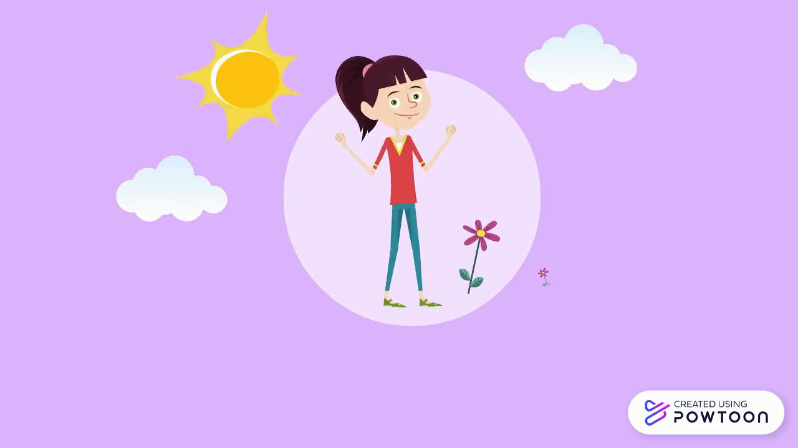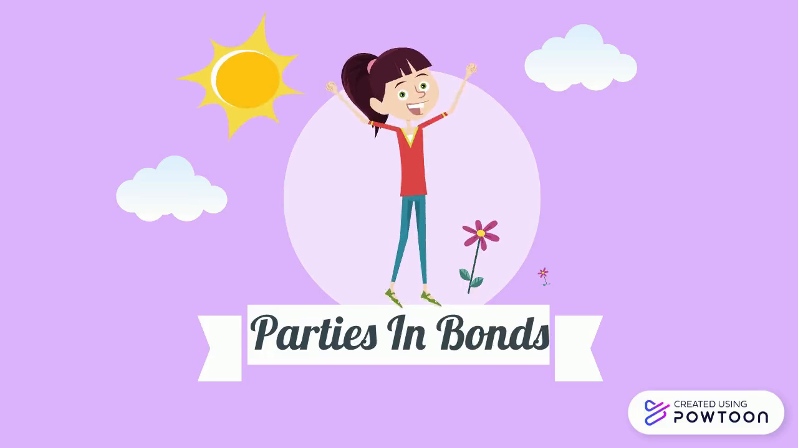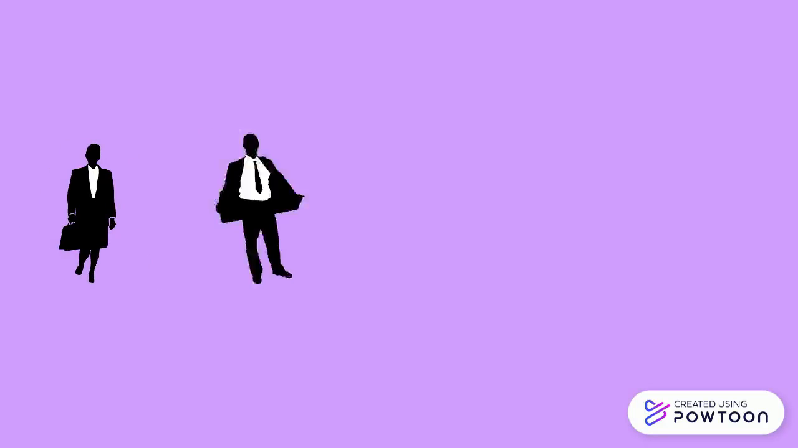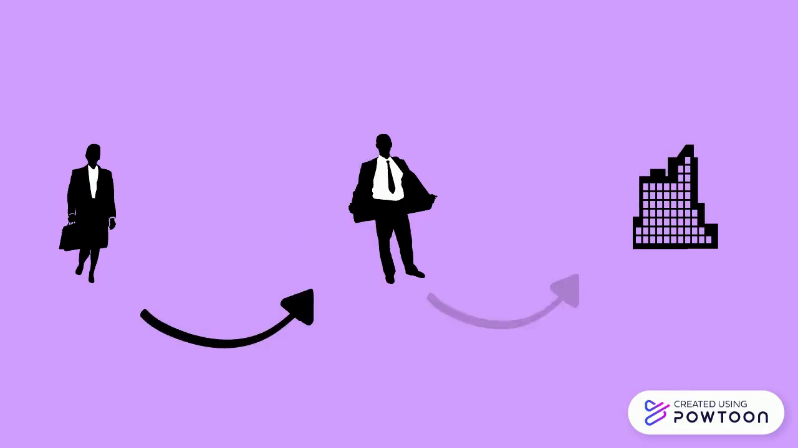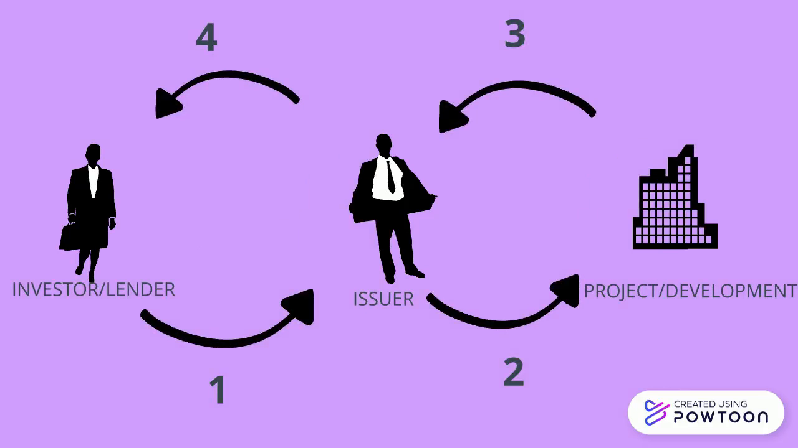In chapter 1, we also get to know the parties in a bond. On the next slide, we can see a diagram of the parties in a bond. At number 1, the investor or lender will invest funds into the issuer or borrower, and then they will use the funds to finance projects and development. At number 3, the project and development will generate income, and from that money, they will pay periodic interest and the principal to the lender at maturity.